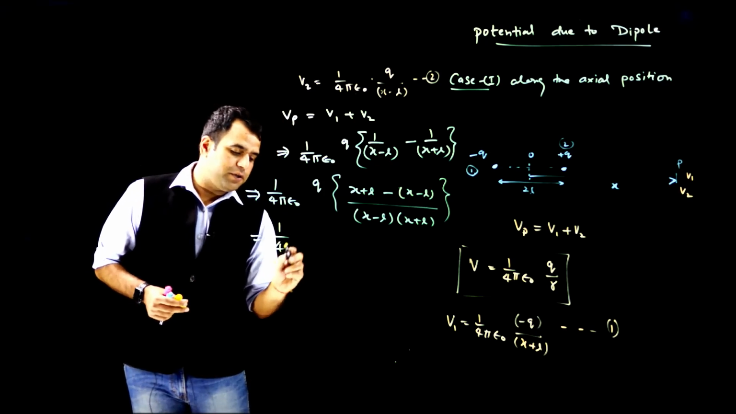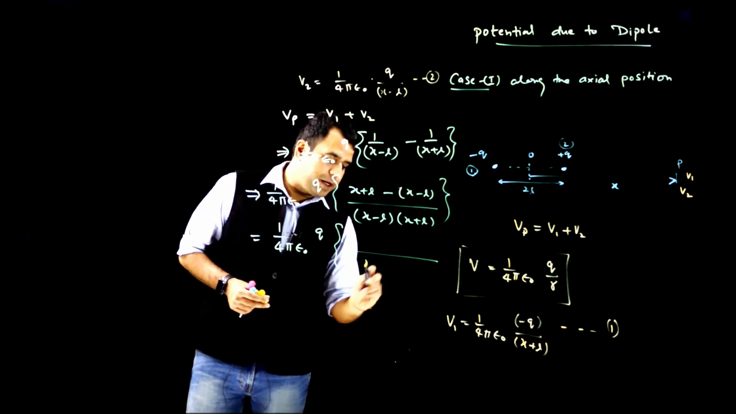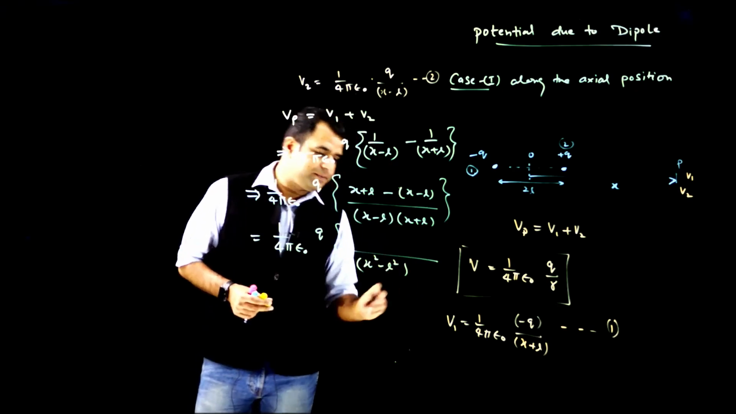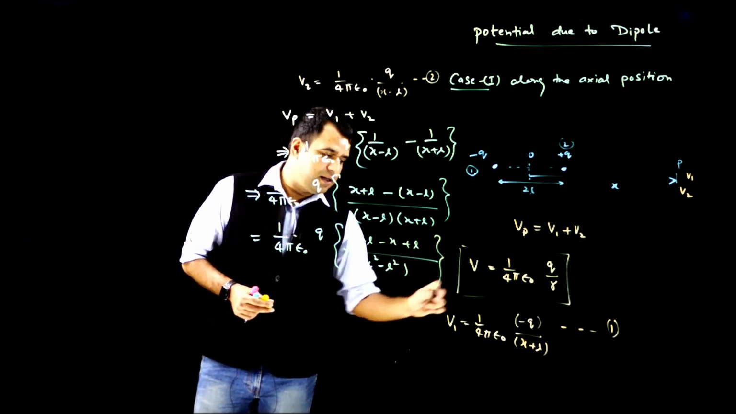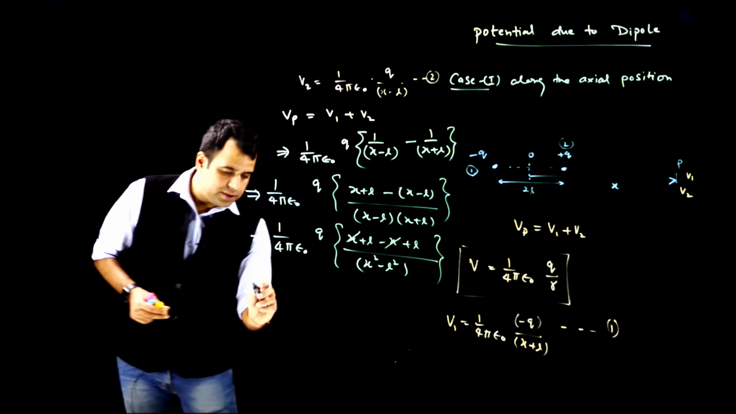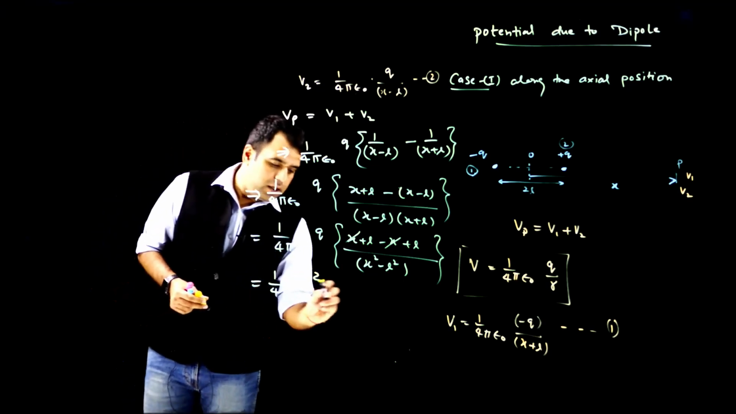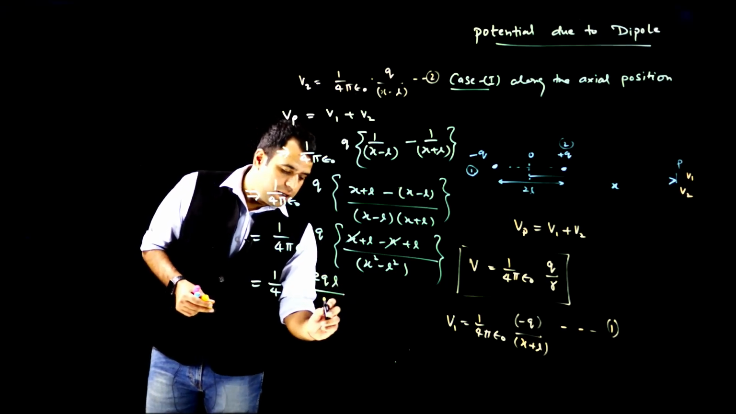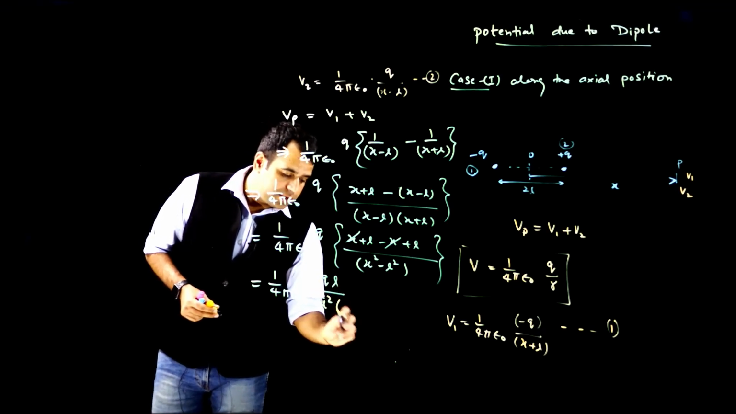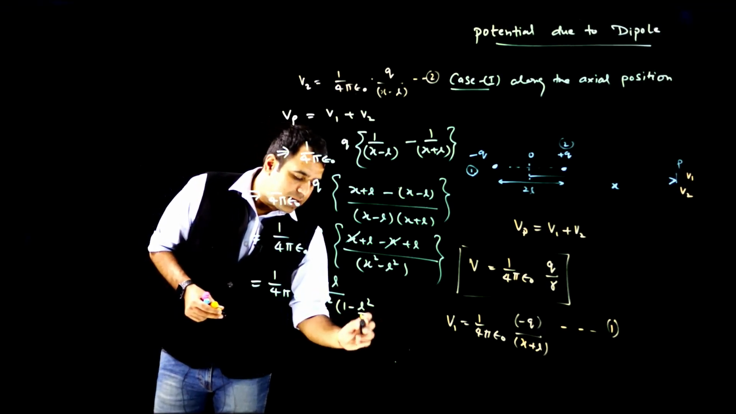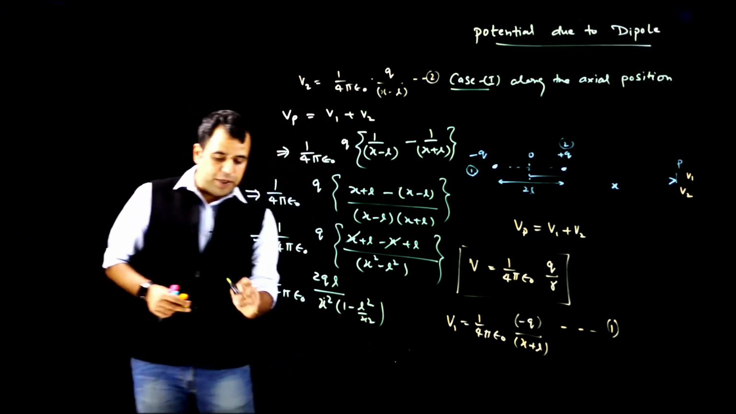That will become 1 upon 4 pi epsilon naught q times, and the denominator will become x square minus L square. Along with that, the numerator is x plus L minus x plus L. So this x and x get cancelled out. So this whole value will become 1 upon 4 pi epsilon naught 2qL upon x square minus L square. So what I'll do, I'll take x square common from here. So there will be 1 minus L square upon x square. So this is the potential at point P.